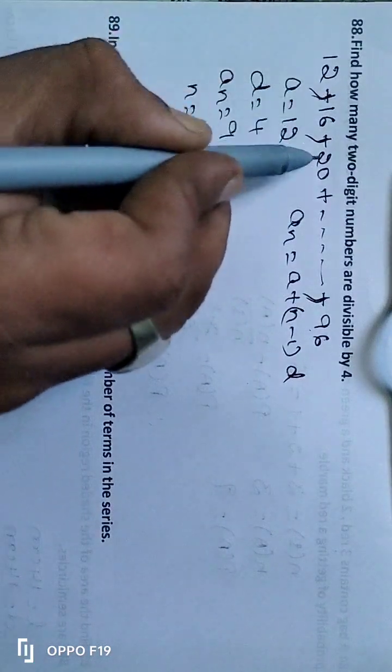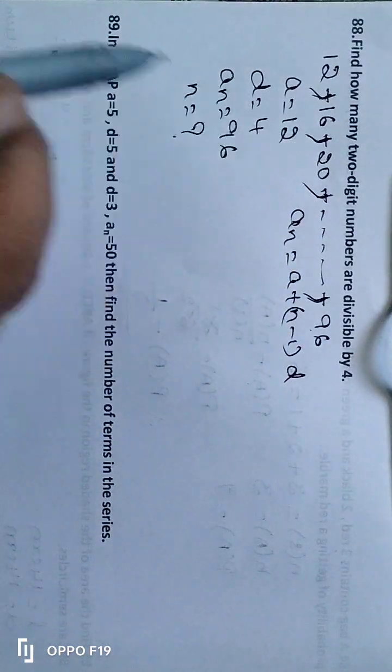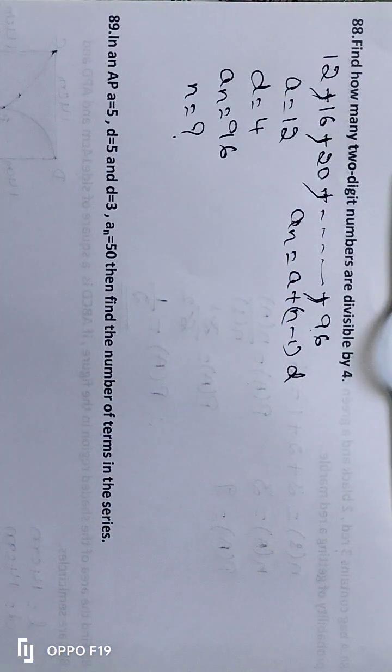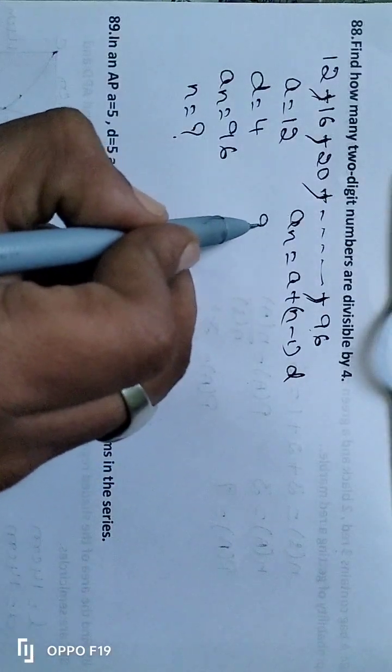So 12, 14, 16, 20, 20, dash dash. Okay, so the sum is not given. So how many two-digit numbers are divisible by 4? He has given. An is what?